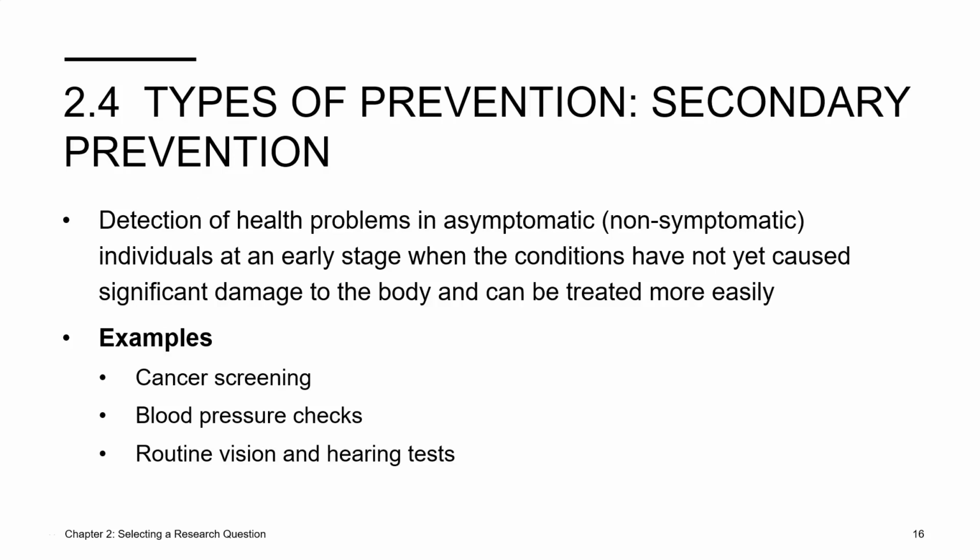Whereas secondary prevention is really early detection. This is detection of health problems in asymptomatic individuals at an early stage, when the conditions have not yet caused significant damage to the body and can be treated more easily. Examples here could be cancer screenings, blood pressure checks, or routine vision and hearing tests.